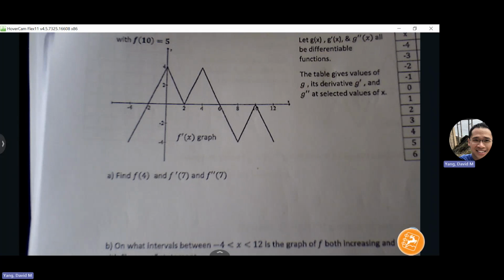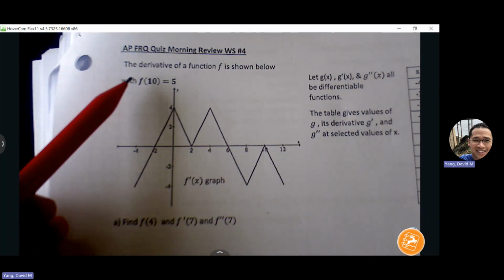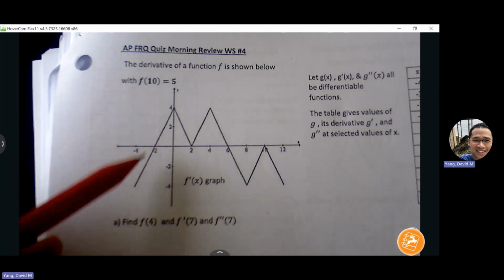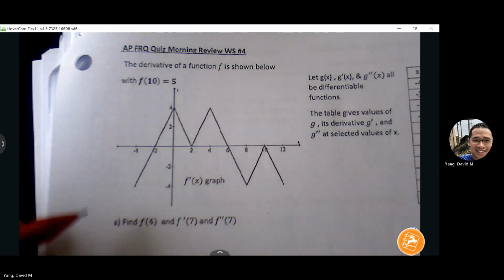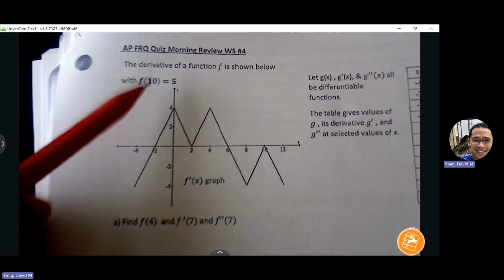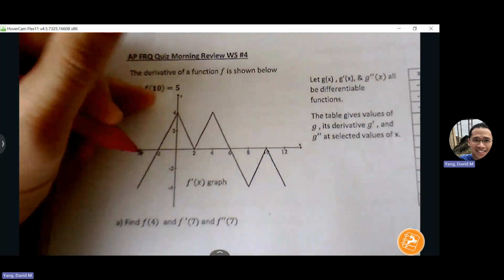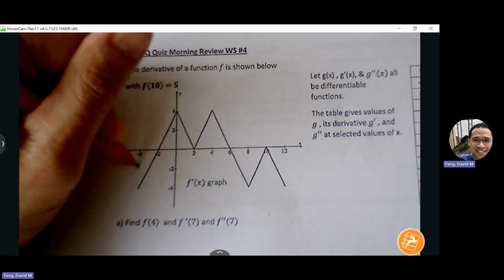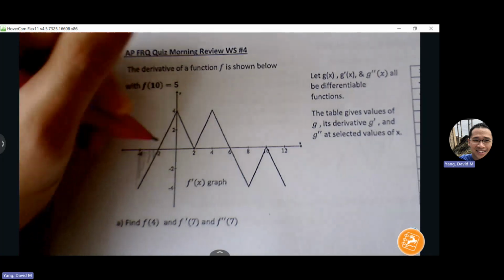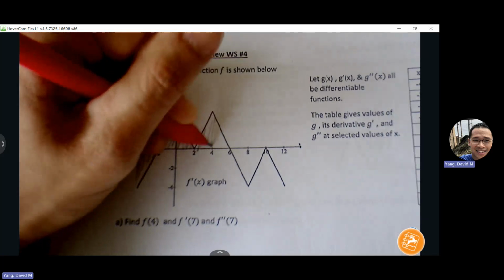Find h of 4, find f prime of 7, find f double prime of 7. So here they tell us that the derivative of a function f is shown. This is the f prime graph. We're trying to find f of 4, so we know that it's going to be the antiderivative of this. We know it's going to be involving the area. I like to start off by making sure that we're not looking at the wrong places, that we're only looking at the region between the graph and the x-axis.